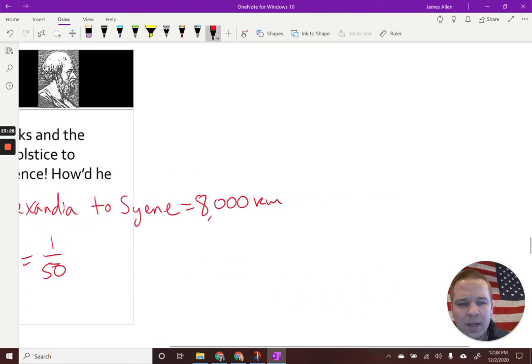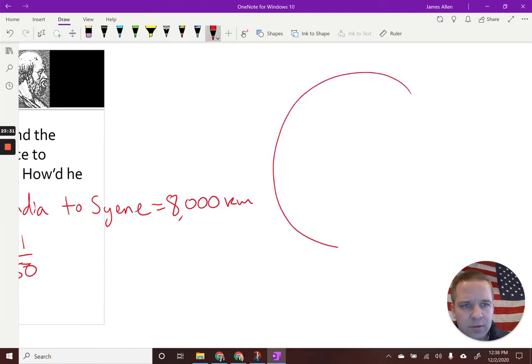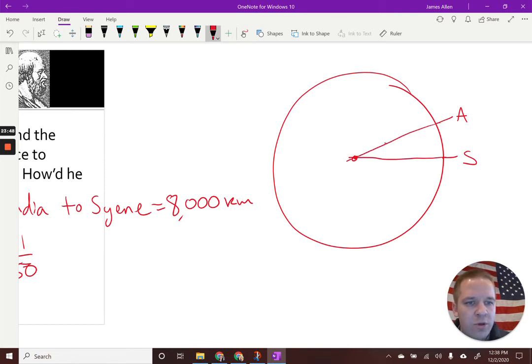Now, one last thing that I want to pop in here for a picture is if we're thinking about the Earth as a circle, okay, and you've got, say, Alexandria here and Syene here, and if you were to extend that shadow back in and back in, what you end up getting is that 7.2 degree angle, a central angle essentially, to the Earth's core, the center of the Earth, all right? So what we're talking about here is, and we know this distance is 8,000. That's essentially my arc length of this circle, the circumference of the Earth.